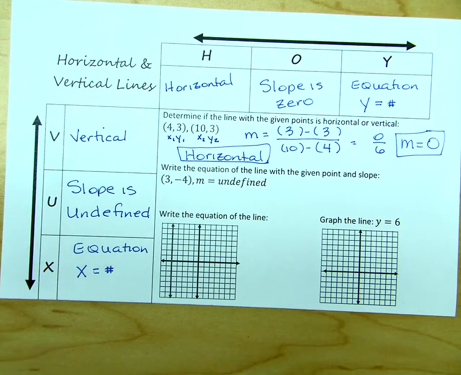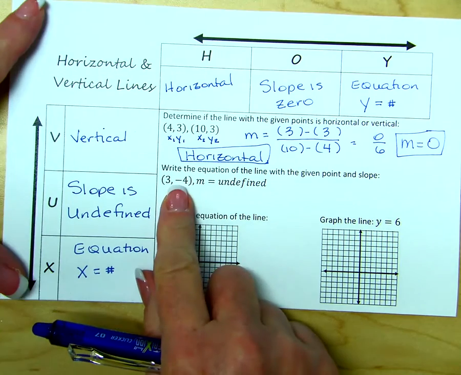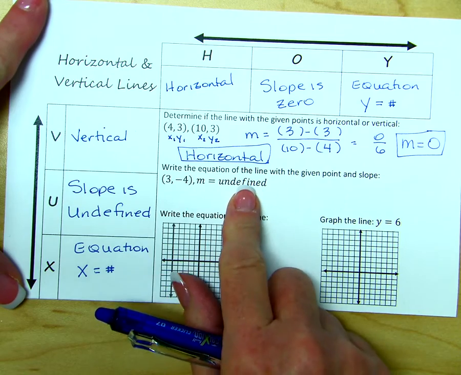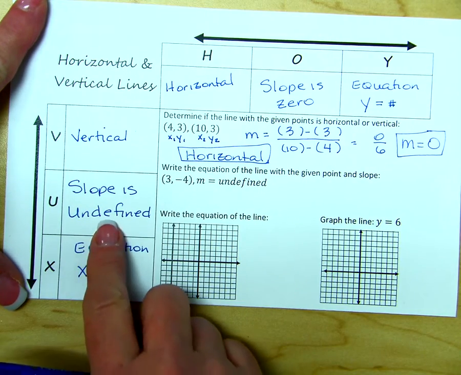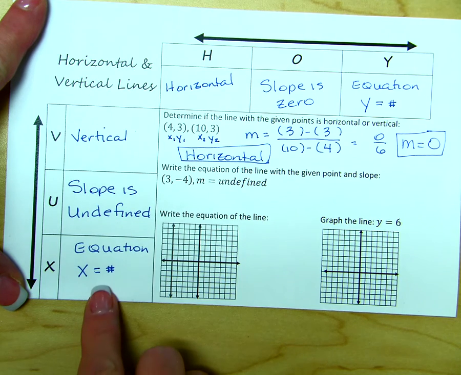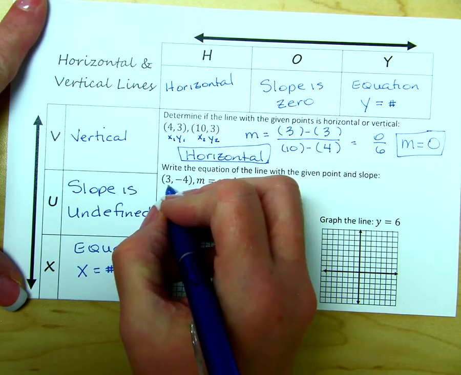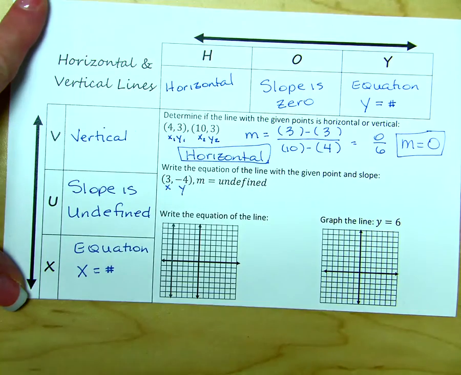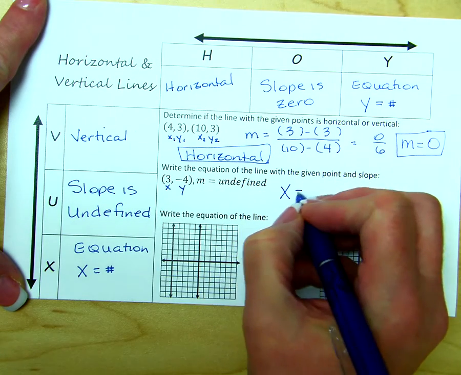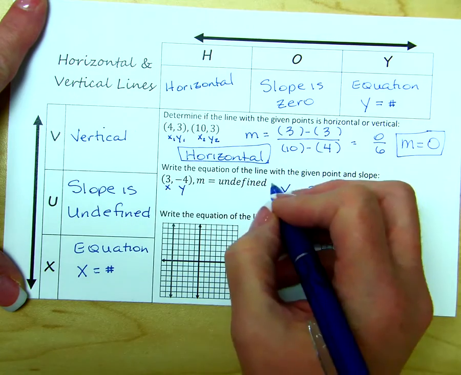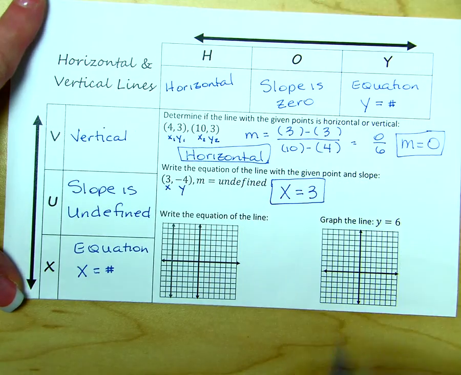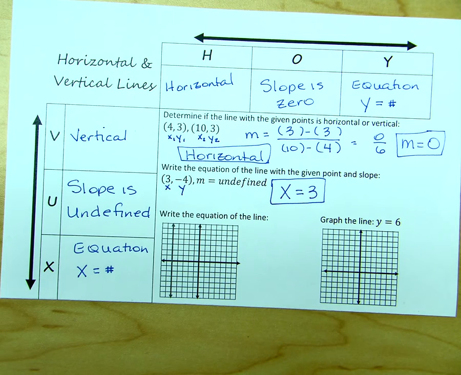In the next example, they want us to write the equation of the line with the given point and slope. So we have a point here. My slope is undefined, so it's not horizontal, it is vertical. The equation for every vertical line is x equals some number. So we're going to look at the ordered pair x and y, and we're going to figure out what x equals, and that is 3. So the equation of the vertical line is x equals 3.